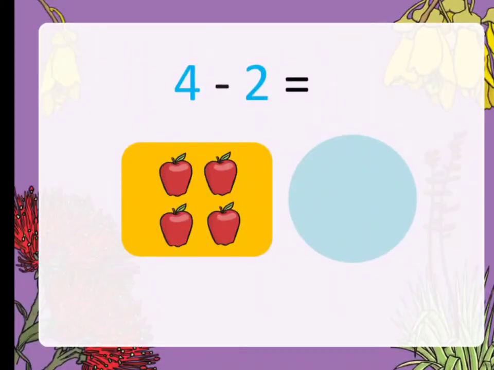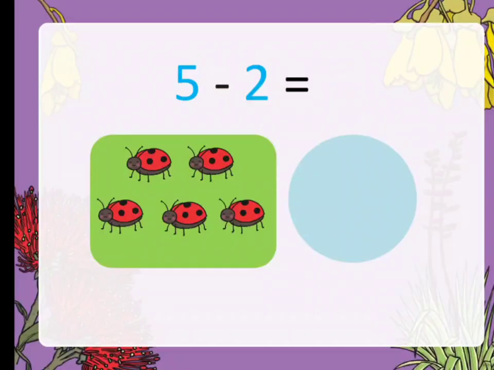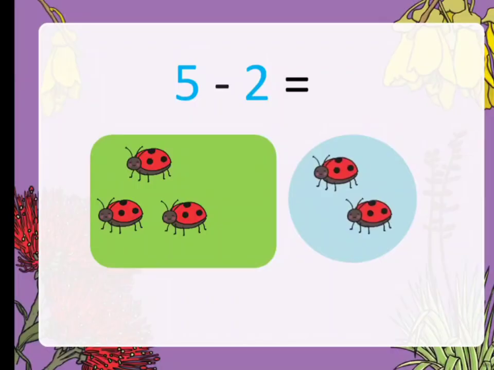Now let's practice subtraction together. We have 4 apples and we will take away 2. So 4 minus 2 equals 2. Here we have 5 bugs and we will take away 2 bugs. So 5 minus 2 equals 3.